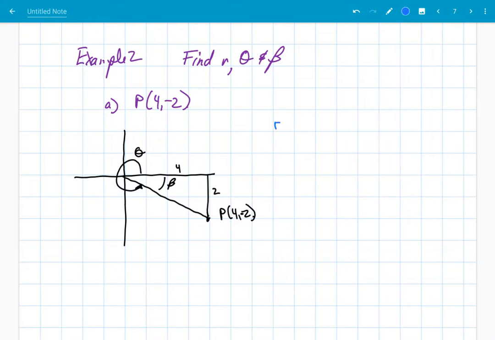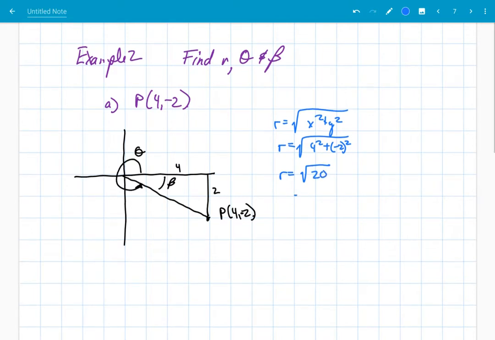So r is equal to the square root of x squared plus y squared. So r will be the square root of 4 squared plus negative 2 squared. That's 16 plus 4, so that's the square root of 20. And that reduces, well, 20 is 4 times 5. Square root of 4 is 2, so 2 root 5. So r is 2 root 5. That's one thing I was supposed to get.